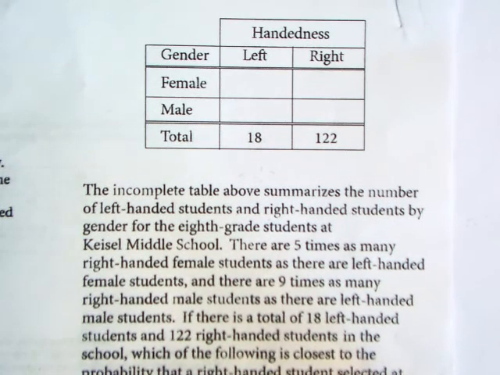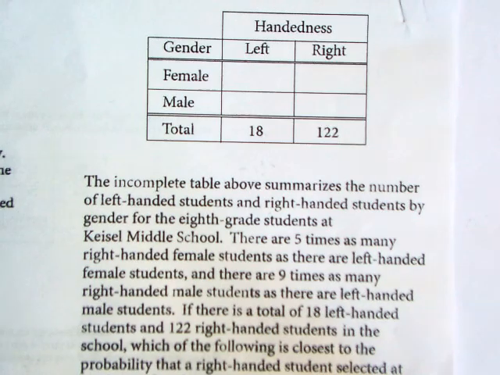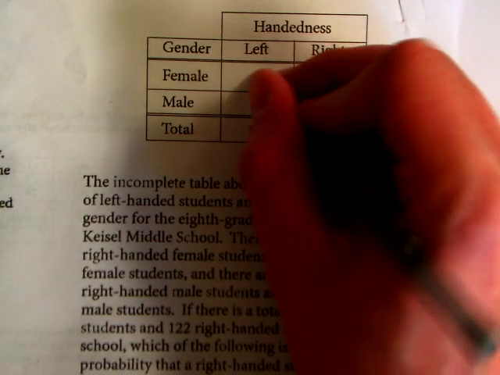Handedness. There might be an easier way to do this, but if we set up a ratio, we can build a system of equations, solve it, and use that to build a probability. So we know how many total left and right-handed people there are at this middle school, and we know the ratios for females and males. We can write it like this.